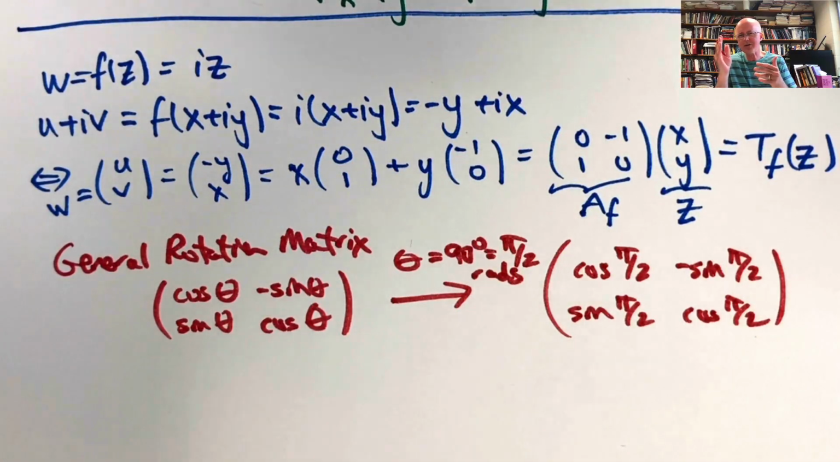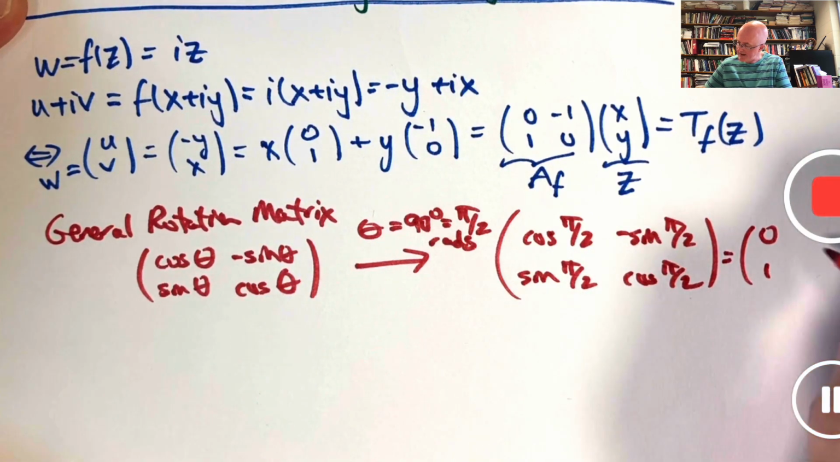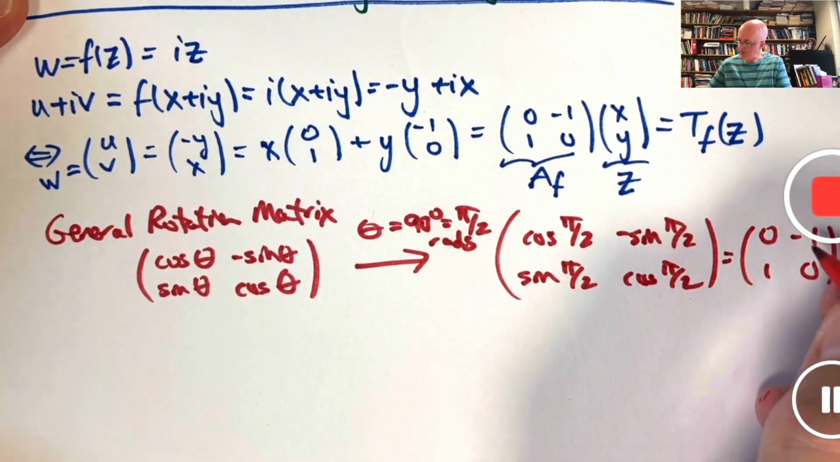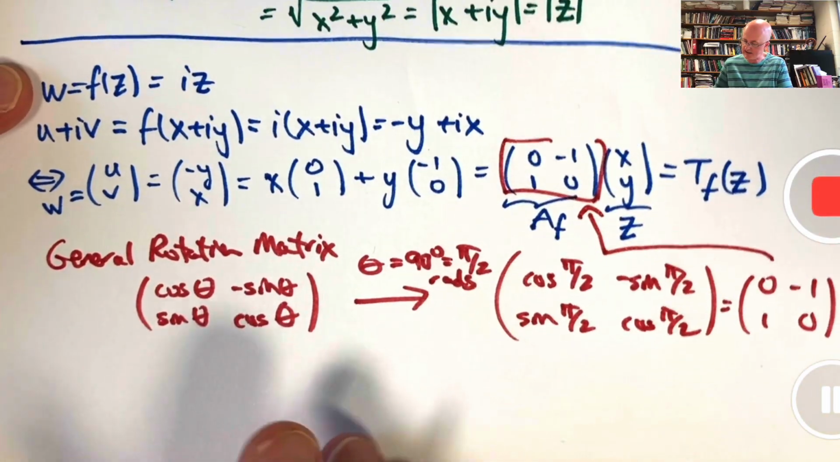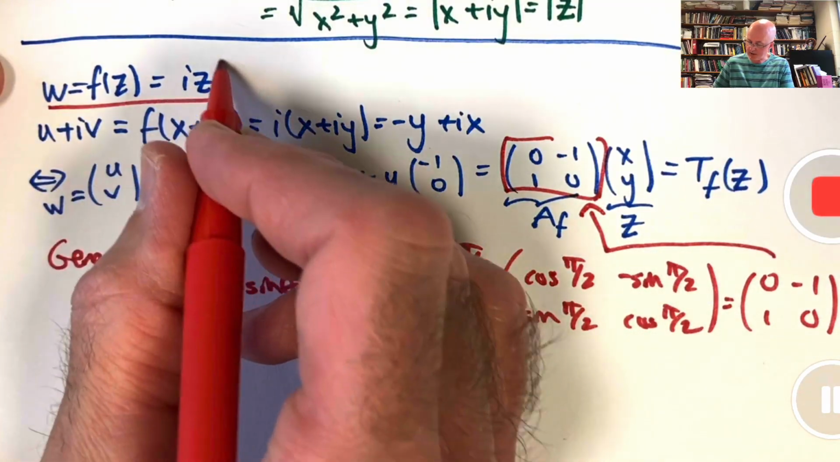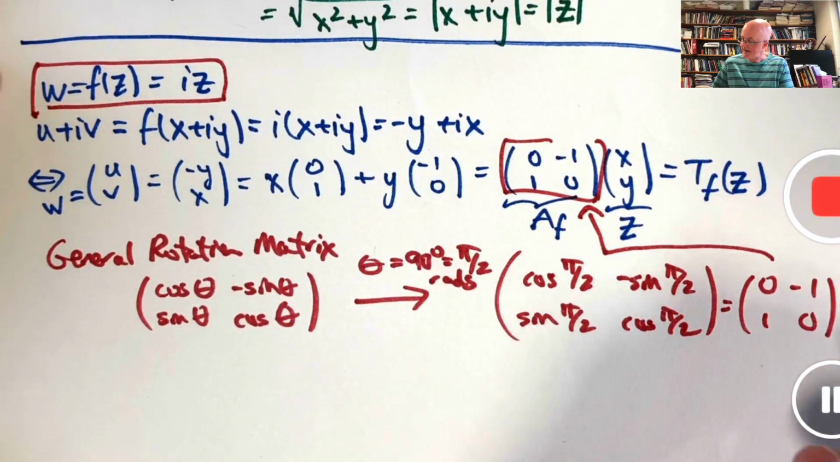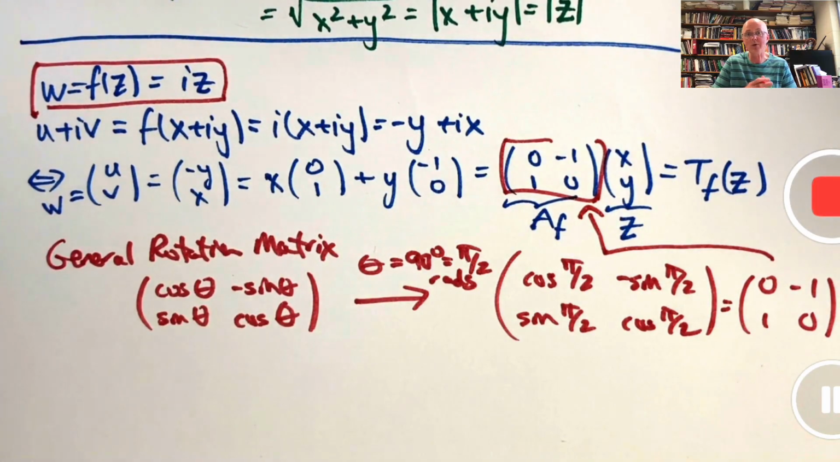If you go up to a pi over 2 angle in radians or 90 degrees, cosine of 90 degrees becomes 0 and sine of 90 degrees becomes 1. This matrix is 0, 1, negative 1, 0. It corresponds exactly to this matrix that you see right here. That was the matrix for this linear transformation. It's geometrically describing what goes on with this particular function right there, confirming, at least if you believe this general rotation matrix, that this is rotating by 90 degrees, in fact, counterclockwise.